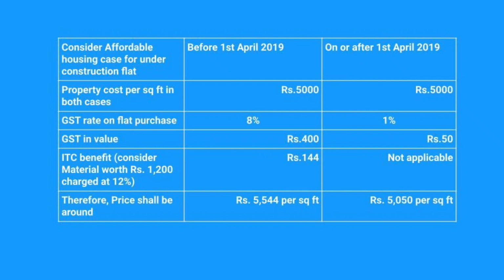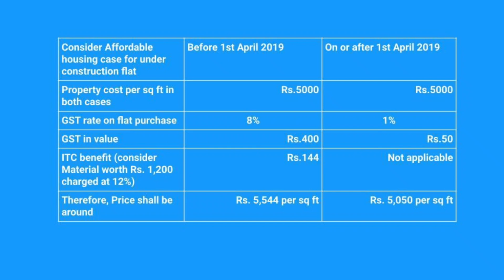Now let's take up an illustration to compare scenarios before 1st April 2019 and after 1st April 2019. Consider affordable housing case for an under construction flat. Property cost per square feet in both the cases, that is before 1st April 2019 and on or after 1st April 2019, is Rs 5,000 per square feet. Now, GST rate on flat purchase before 1st April 2019 for affordable housing segment will be 8% and on or after 1st April 2019 is 1%. Therefore, the GST in value will be Rs 400 and Rs 50 respectively.